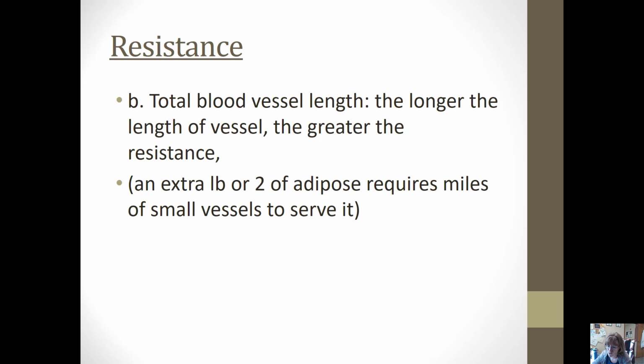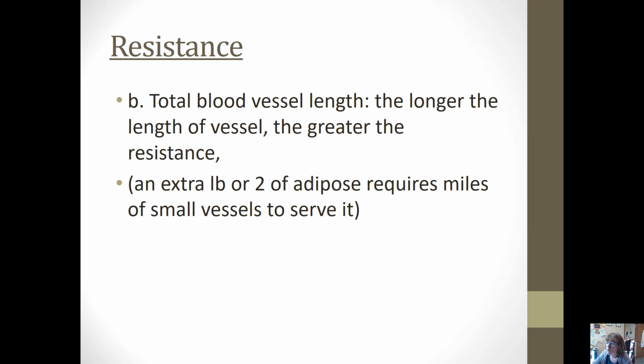So as a blood vessel branches and becomes longer, the total surface area, or cross-sectional area, that it can cover increases, and again, the greater the resistance. Now, we notice this effect most dramatically when we increase our body mass. And typically, it's easier to increase our body mass by gaining adipose tissue than it is by gaining muscle mass. But either way, increasing our body mass will require miles of small vessels to serve it.